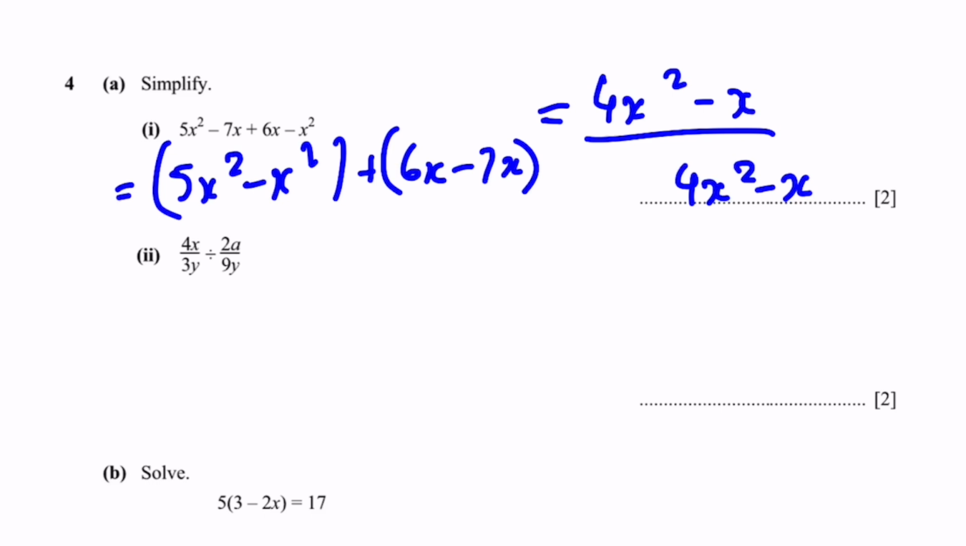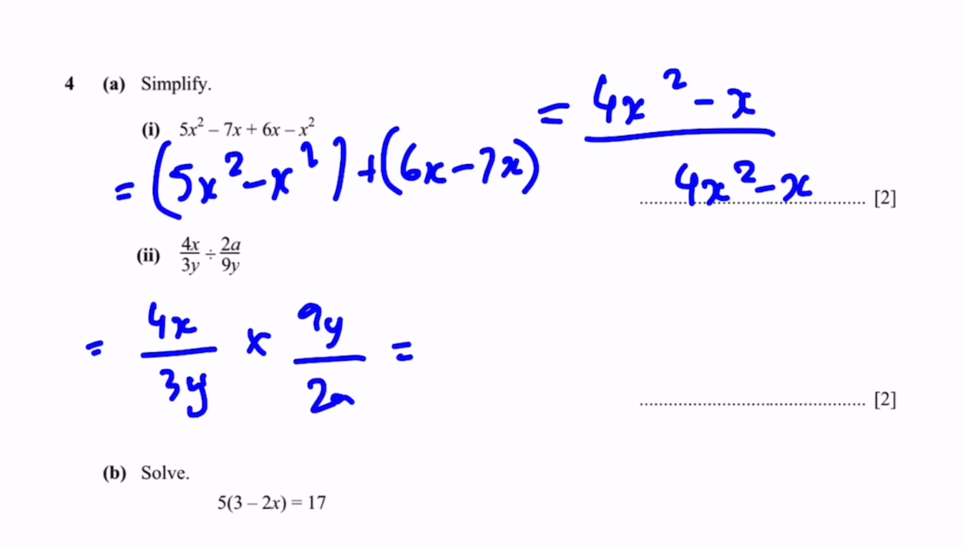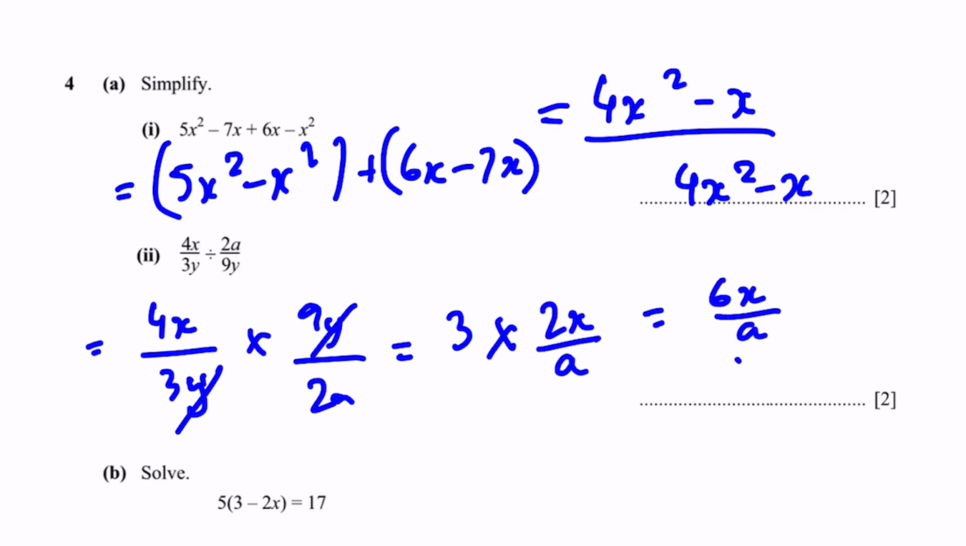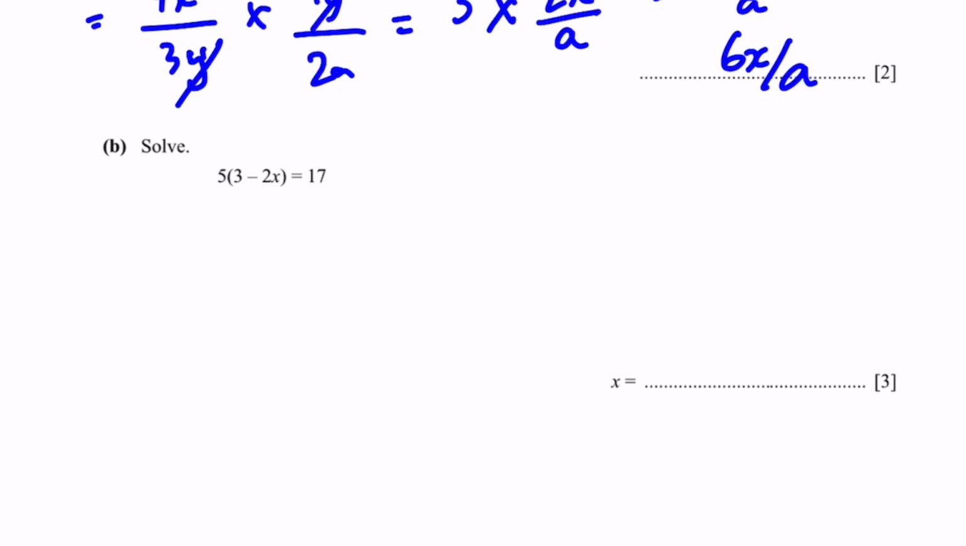Now for part 2, 4x over 3y divided by 2a over 9y. That's basically 4x over 3y times, we can flip the fraction, 9y over 2a. And 9y and 3y, the y's will cancel. And 9 over 3 is just 3. And then 4 over 2 is 2. So 2x, and the a in the bottom remains. So that's simply going to be 6x over a. That's the answer.